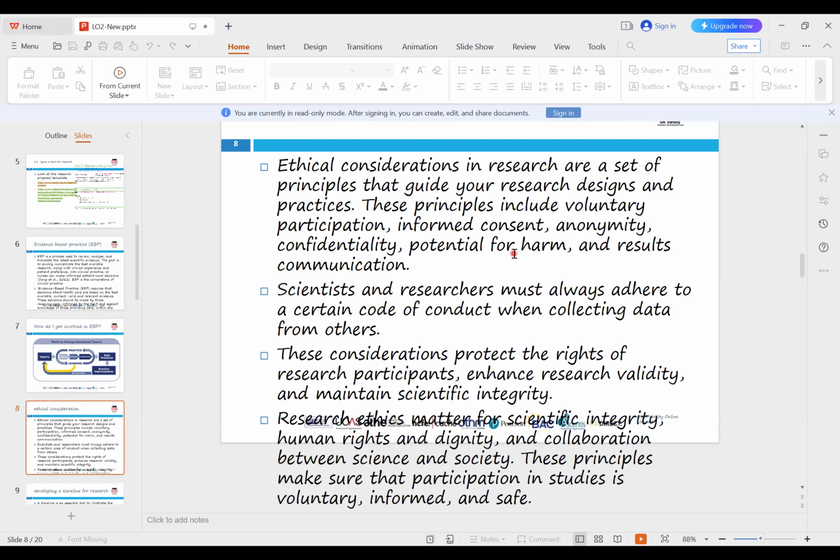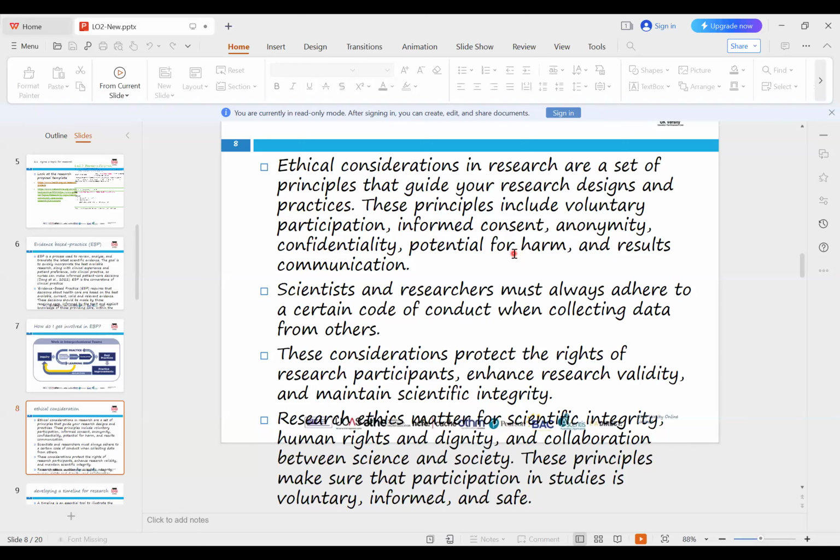Anonymity is that whenever you're doing research, the person doesn't want themselves to be highlighted within that research. They don't want their names out for whatever reason, or they don't want their pictures out there in that research. So that means they want to remain anonymous. Confidential means the same. Potential for harm, again, is there any harm that could happen because of being a part of this research or not being a part of this research? And how would the results of this research be communicated to the wider society?